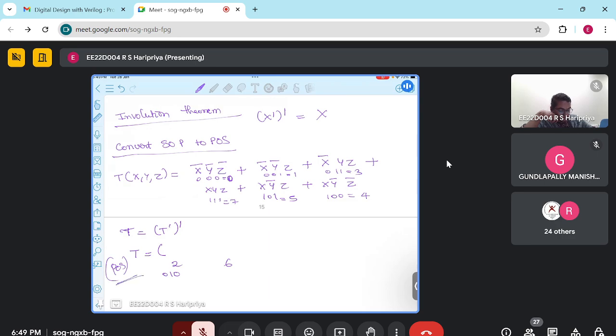So 6 is 110, means X plus Y complement plus Z, X complement plus Y complement plus Z. So this will be the POS form.